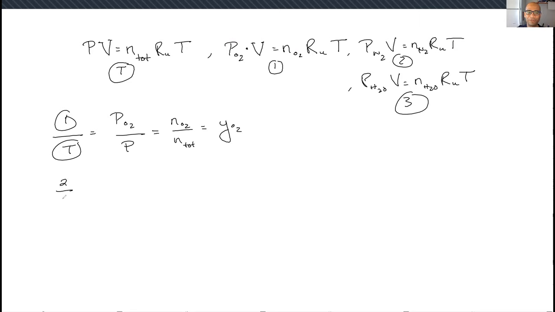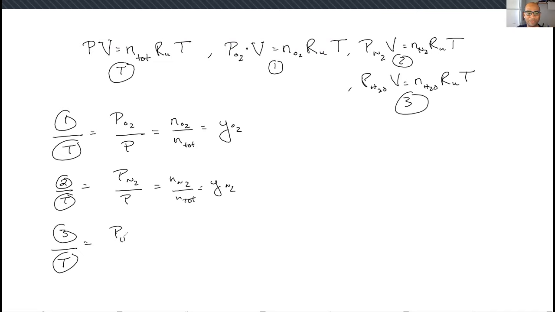And I can do the same thing for two over the total. This is going to give me the pressure of nitrogen over the total pressure is equal to N N2 over N total is equal to Y N2. Same thing for the water. P H2O over P is equal to N H2O over N total is equal to Y H2O, like this. And this is what we call the partial pressures of these components.